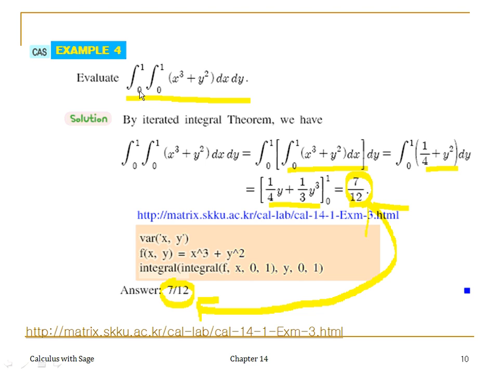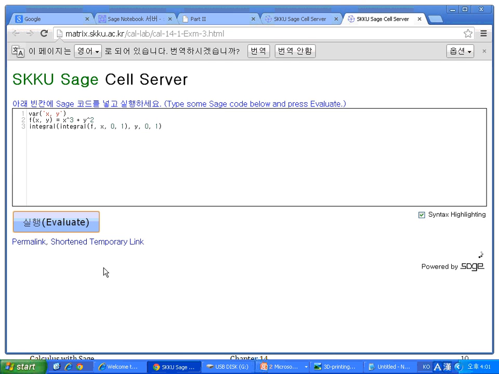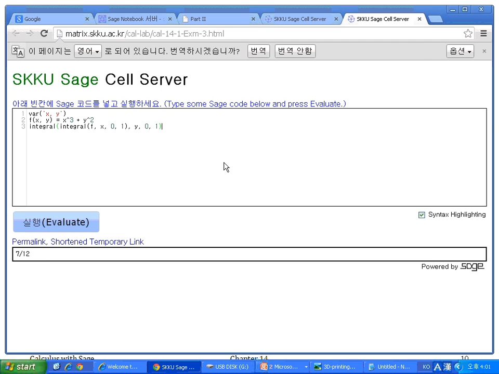Here is another example. Evaluate this double integral. Then, by the iterated integral theorem, we integrate this with respect to x first, and then y next, which gives us 7 over 12 as the value. With the Sage code, to integrate f with respect to x first from 0 to 1, then y next from 0 to 1, this command gives us the same value, 7 over 12. Okay, you see?